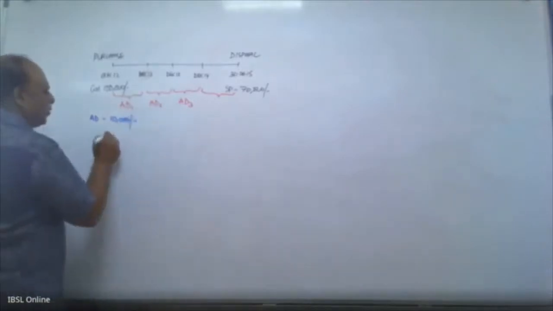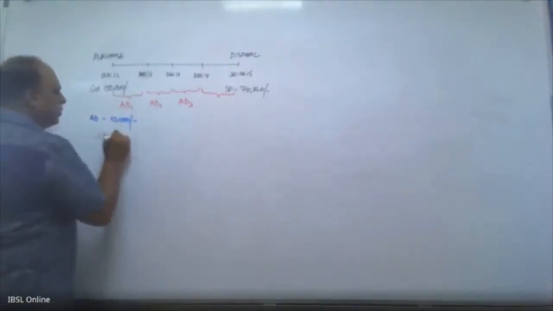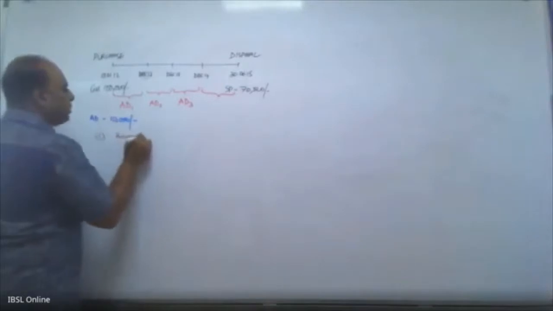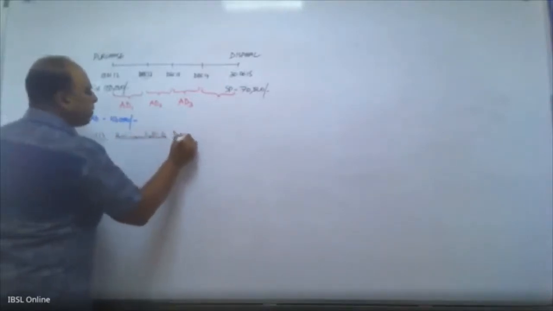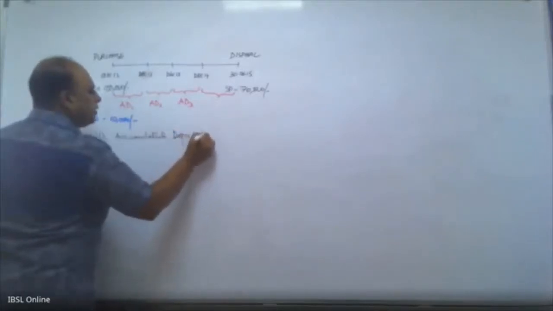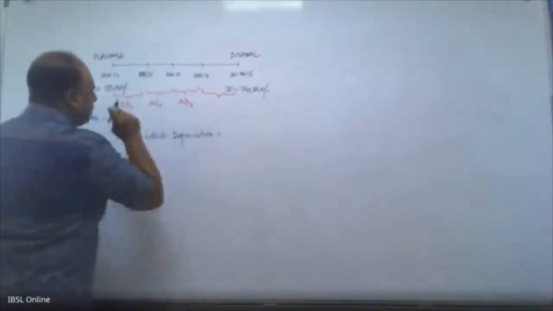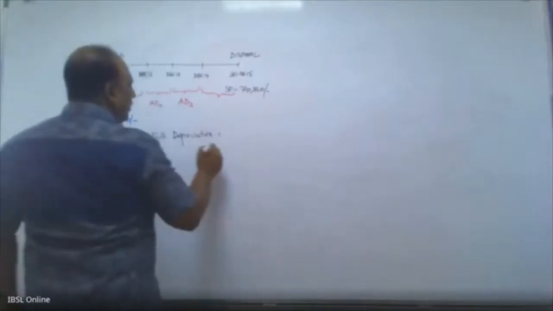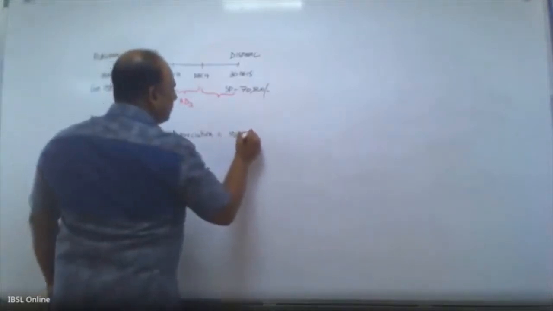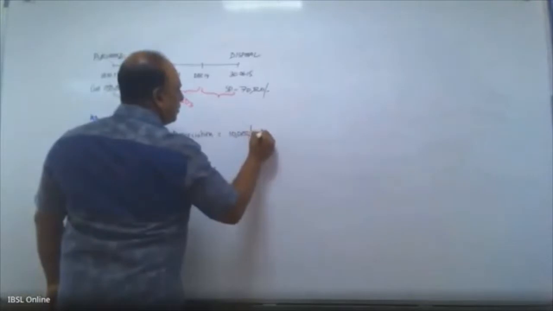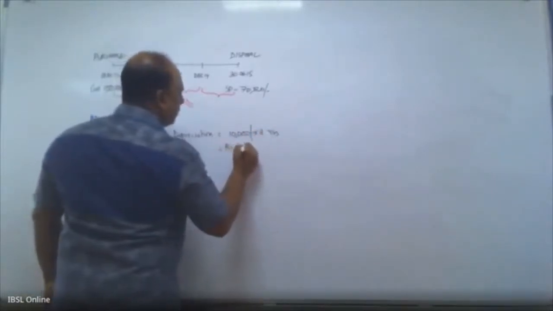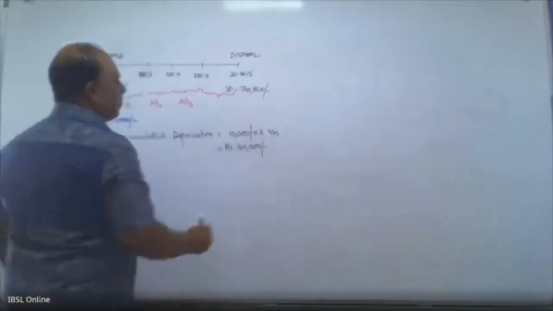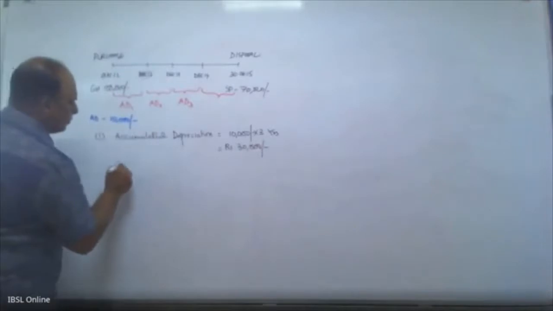So what do you need to do? First, we have to calculate the accumulated depreciation. Why? It is for 3 years. So 3 years means 10,000 into 3 years. That is rupees 30,000. And now we can calculate the carrying value.